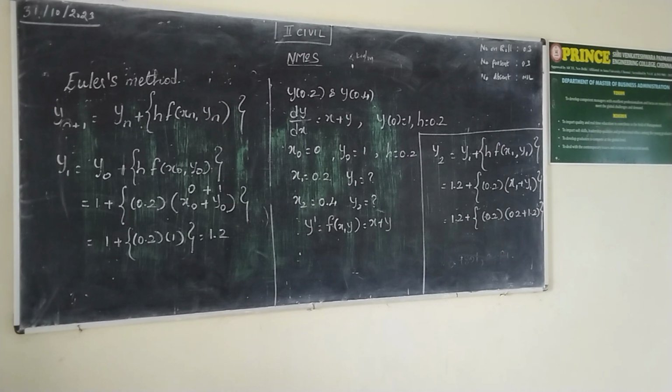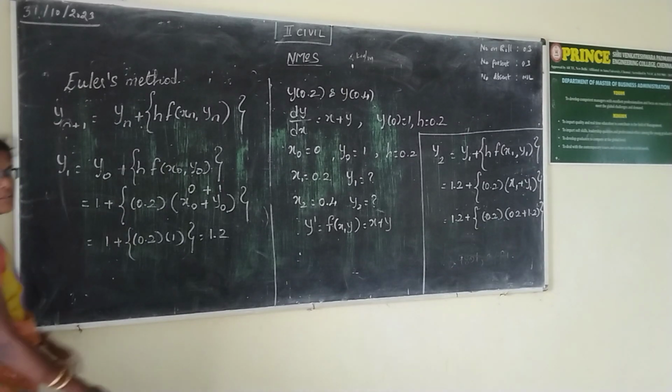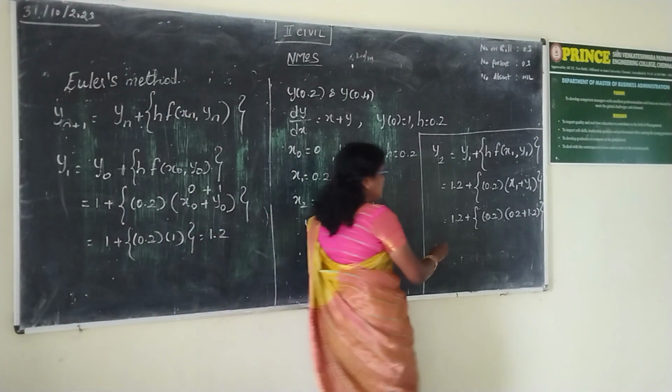See, for my convenience, I am skipping that step and writing it as 0 plus 1. Now, write it as the next step. Don't write like this. So, what is y2? 1.48. Good. Easier now?